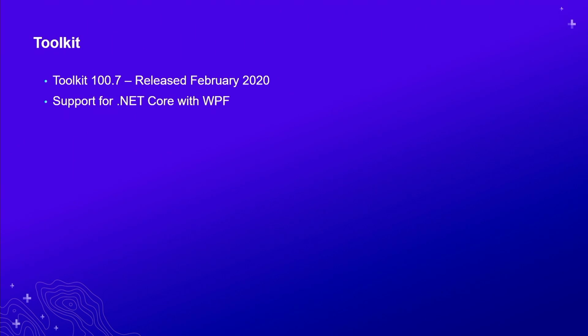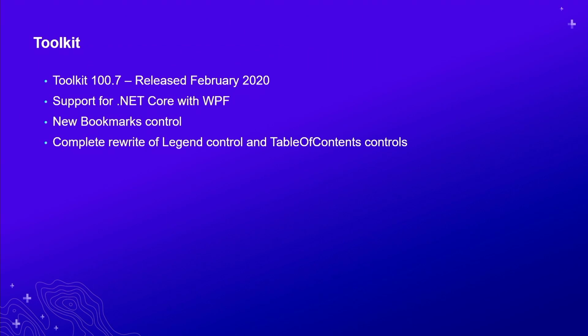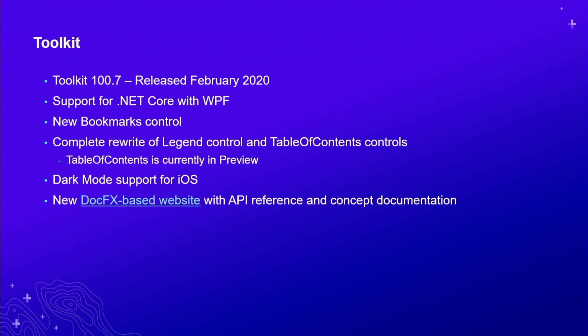So in parallel with our support for .NET Core with WPF in the API, we enhanced the Toolkit for that. We added a new bookmarks control. We actually undertook a complete rewrite of the legend control and also the table of contents control that's currently in preview. We added support for dark mode on iOS, and we added a new DocFX-based website with API reference and concept documentation. So this was in response to direct feedback from you, our users, that you wanted additional documentation about the Toolkit, and we'll take a look at that in a second.